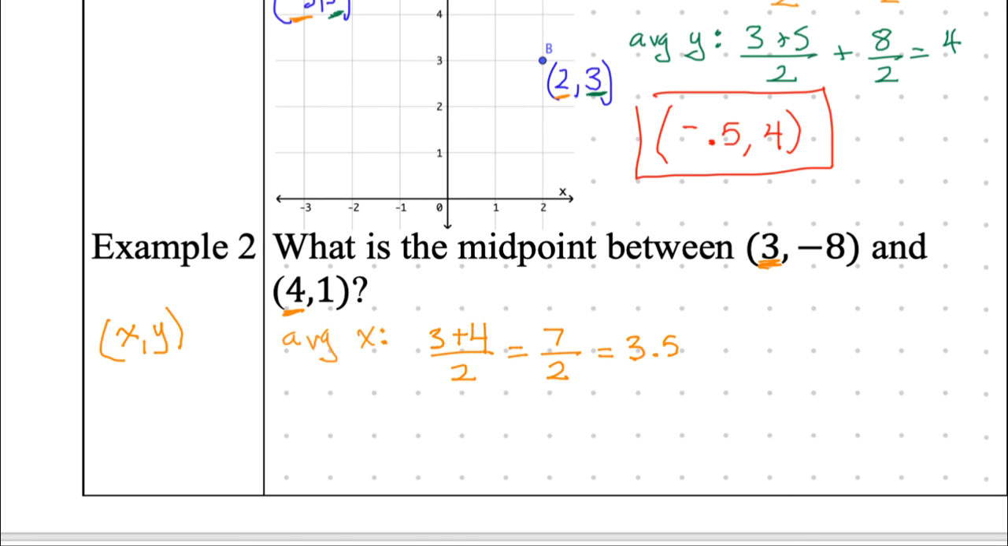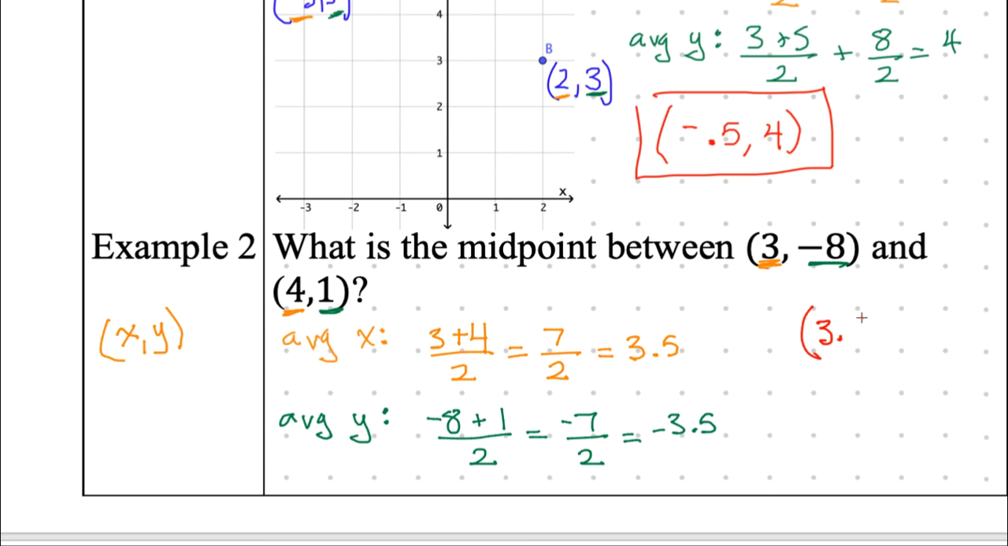All right, halfway done. Now I need to find the average for the y. So the average of the y coordinates. Again, add together the y coordinates. -8 and 1 add to -7. I'll write out my work. -8 plus 1, still divided by 2. This is going to equal -7 divided by 2, which is going to be -3.5. And just writing those together, the answer is going to be 3.5 comma -3.5. And that's our final answer.